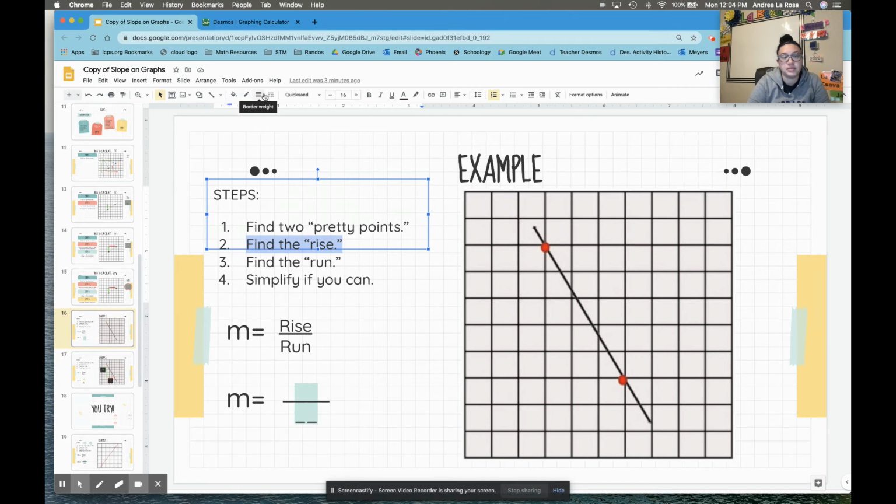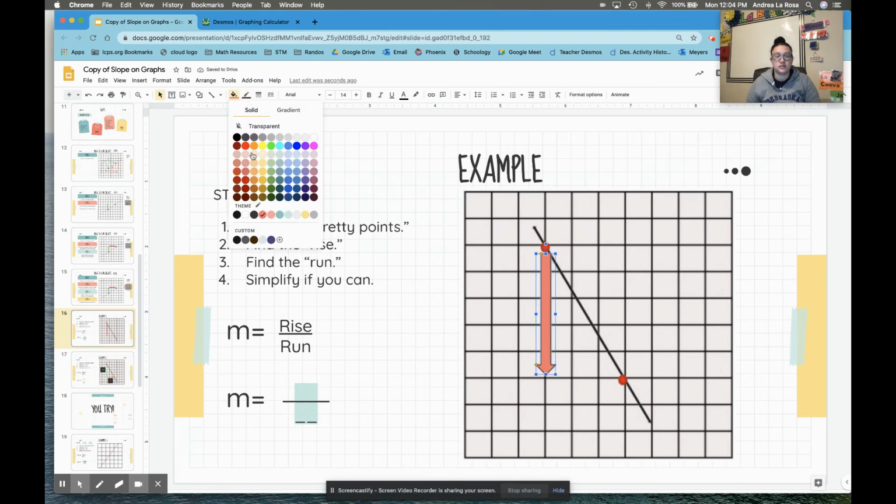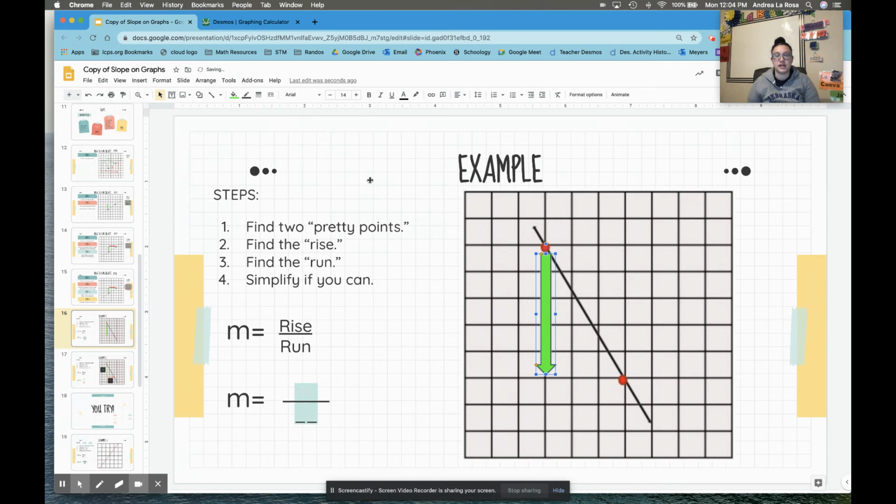So if I come up top here, I find my shapes, I can go to where it says arrows, and I'm going to make myself an arrow. Remember, I go from the left point to the right point. So I see first, I'm going down. My first direction is that I am going to go down to get to my next point.